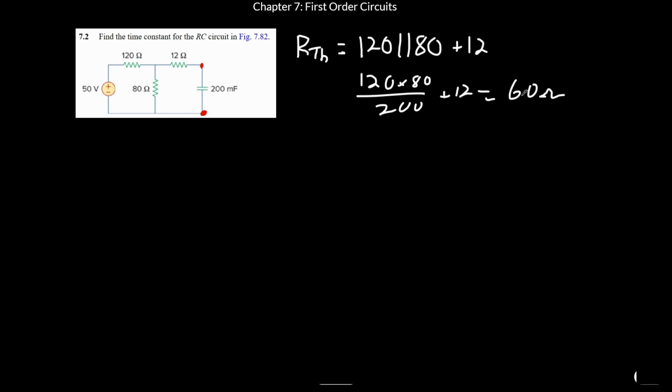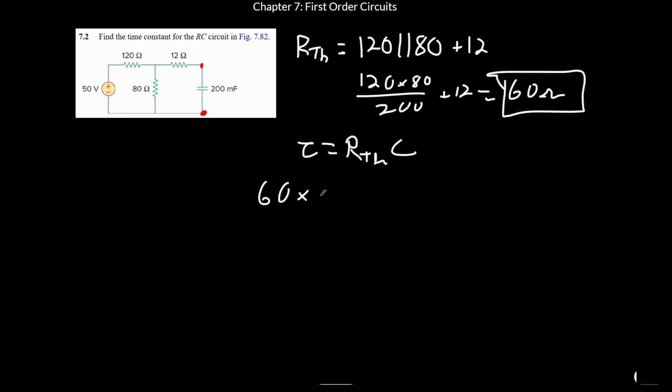So 60 ohms is our Thévenin resistance, and our time constant is just going to be our Thévenin resistance times our capacitance, and our capacitance is 200 millifarads. So this is simply just going to be 60 times 200 times 10 to the negative 3, which is equal to 12, and thus our time constant is equal to 12 seconds.